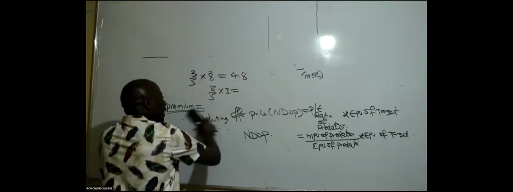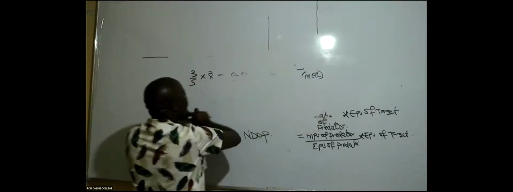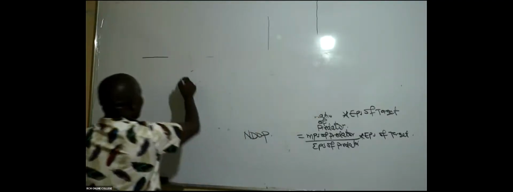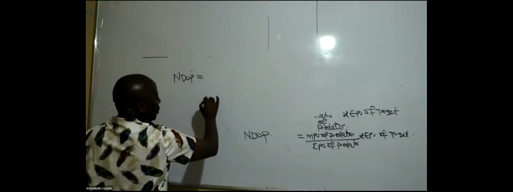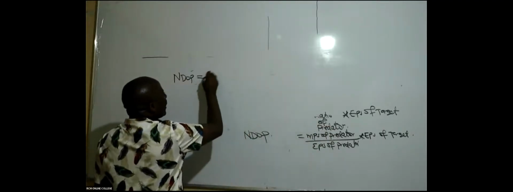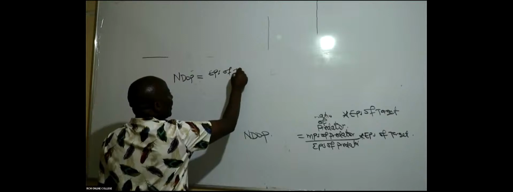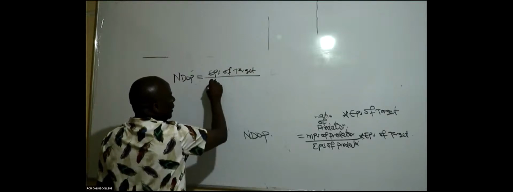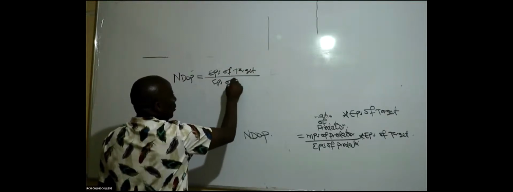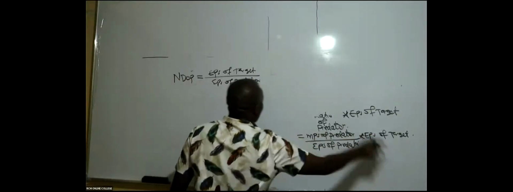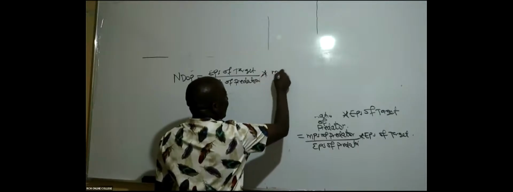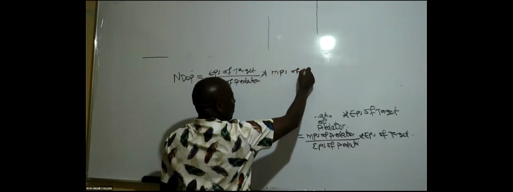So I can take this a step further. My non-diluting offer price will be equal to, please allow me to interchange, EPS of the target over EPS of predator, which remains. I'm just swapping this and this. So this goes the other side, times MPS of predator.